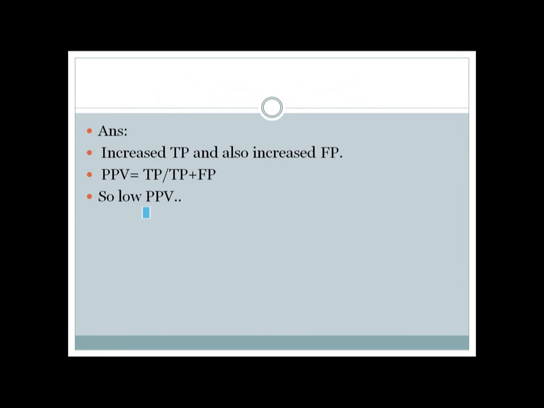So here the answer is low positive predictive value, because there are increased true positives as we have a decreased cutoff value, and also increased false positives, and PPV means true positive by true positive plus false positive, so there will be a decreased number of PPV, so decreased positive predictive value, so low PPV should be the answer in this case.